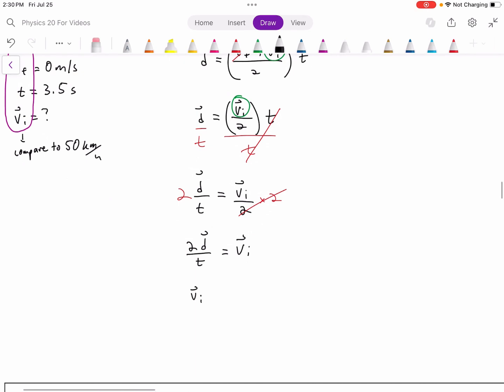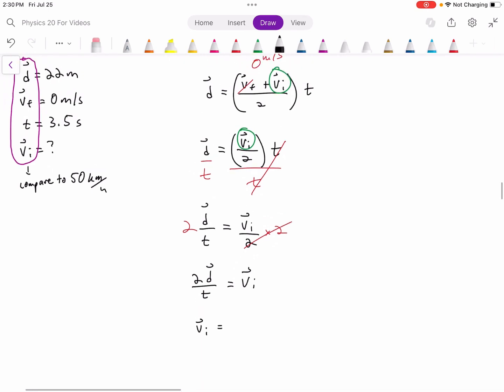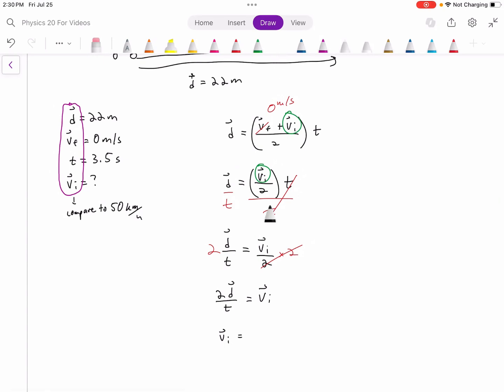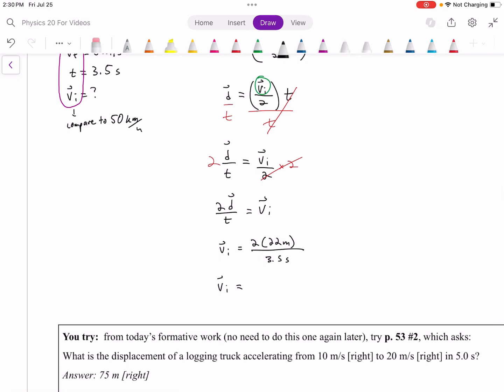So let's go ahead and plug in our numbers. So we need to do 2 times the displacement. So 2 times 22 meters divided by the time. So 3.5 seconds. So now I just need to put it into my calculator. I need to do 2 times 22 and then divide that by 3.5. And when I did that, I got that our initial velocity is 12.5714 meters per second.